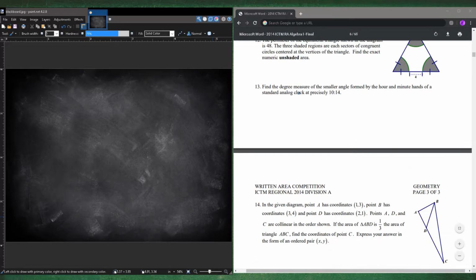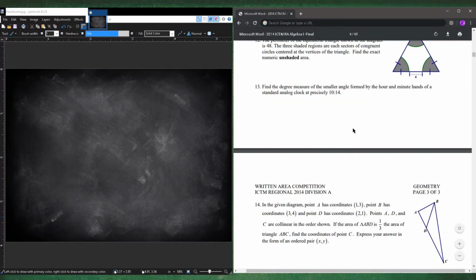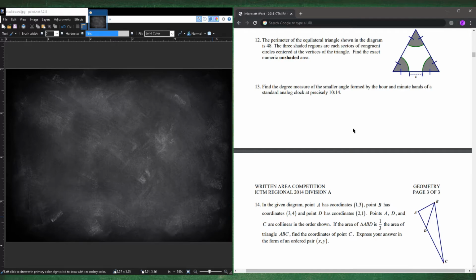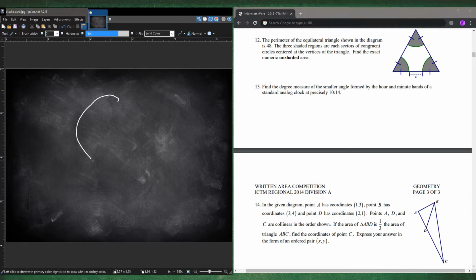Number 13. Find the degree measure of the smaller angle formed by the hour and minute hand of a standard analog clock precisely at 10:14. Right, so we have something like hours and minutes. So this is 0, 3, 6, 9, some kind of clock. And it's at 10:14, so something like right here, and 14, so this is at 15, so something like right here-ish. So that's where our clock is.